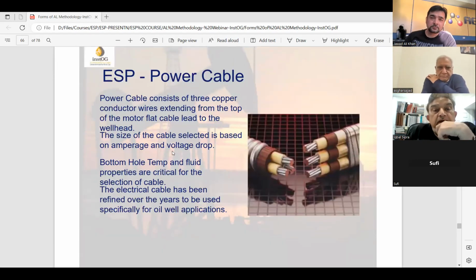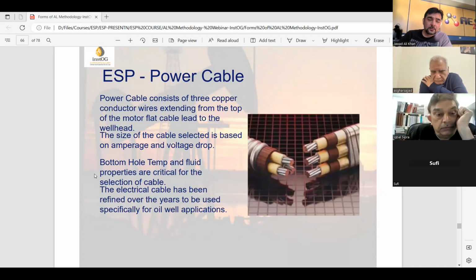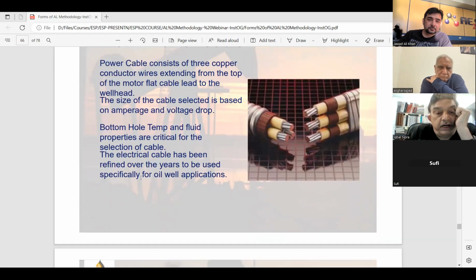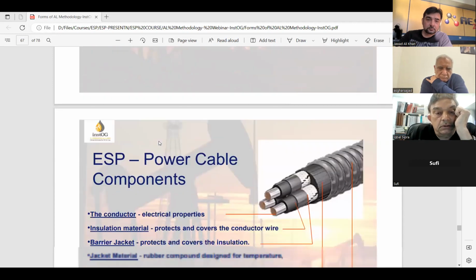So the ESP power cable consists of 3 copper conductor wires starting from the top of the motor. Flat cable leads to the wellhead. Flat cable is installed across the motor and across the pump, and on top of it a round cable is installed. So bottom hole temperature and fluid properties are critical for the selection of cable. The electrical cable has been refined over 30 years to be used especially for oil well applications.